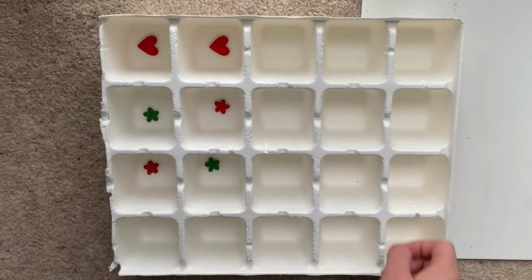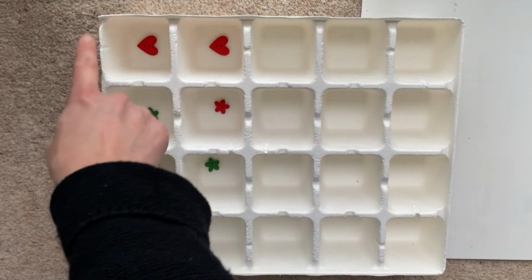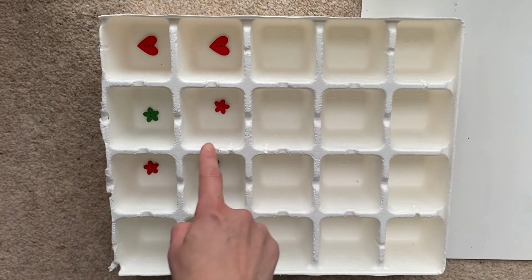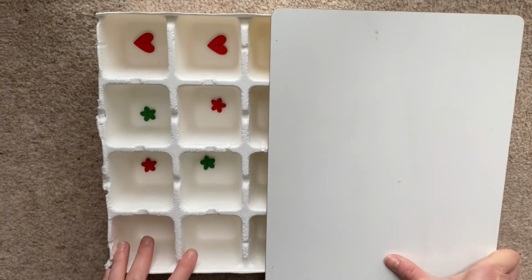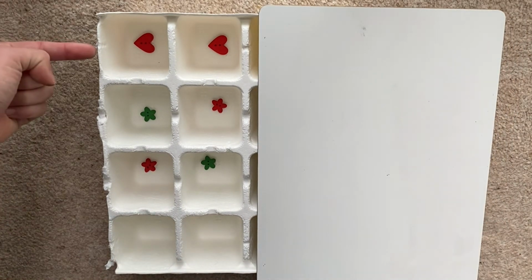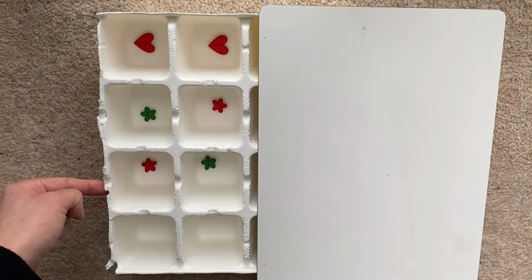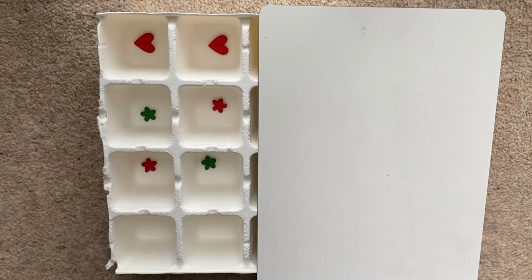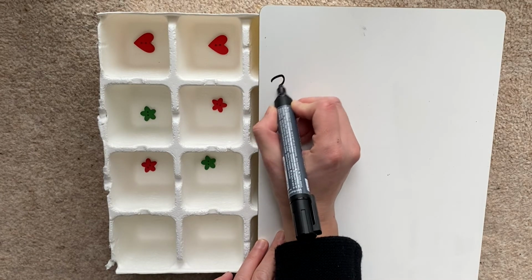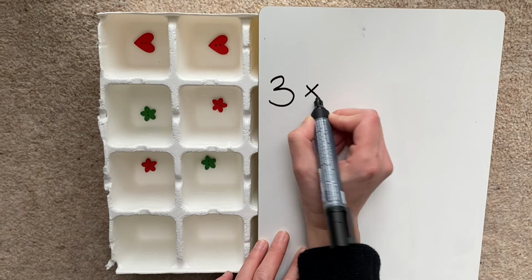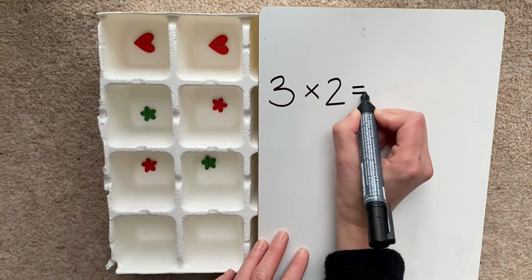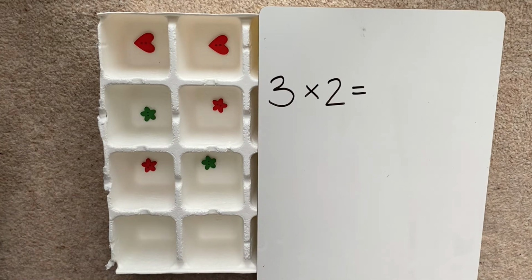So, how many rows of buttons have I made? So rows go across. So one, two, three. And how many buttons are in each row? In this row, there are two. In this row, there are two. And in this row, there are two. So our multiplication sentence is three groups of two. And how many do we have all together? Let's count in twos. Ready? Two, four, six. We have six buttons all together.